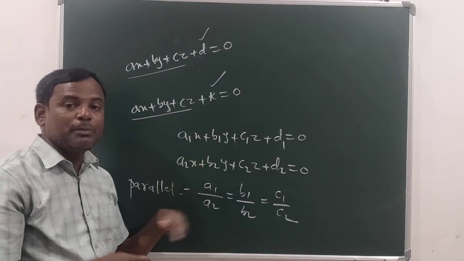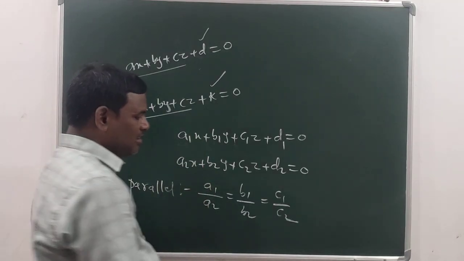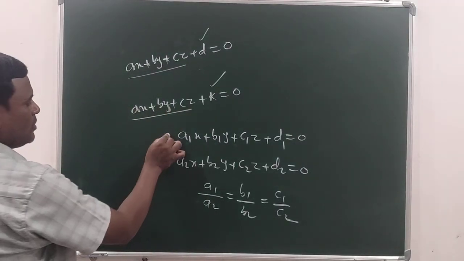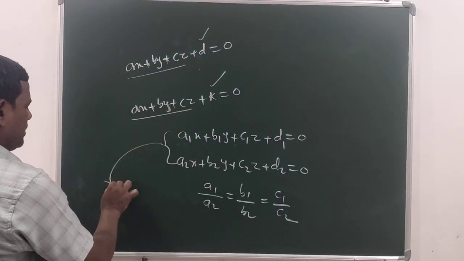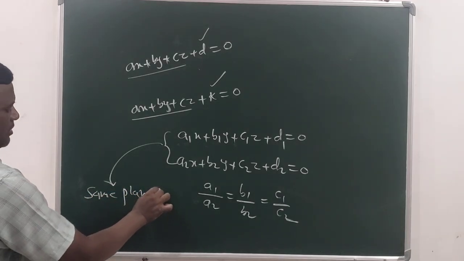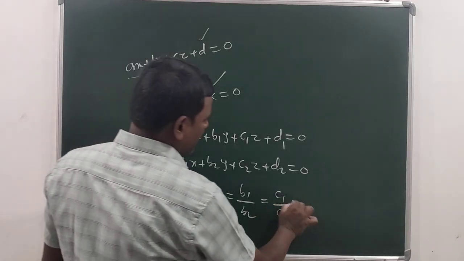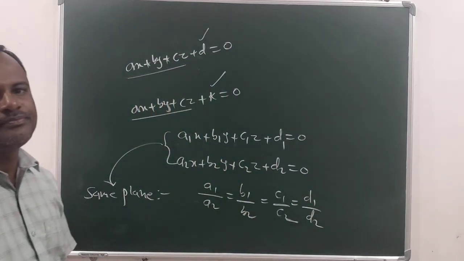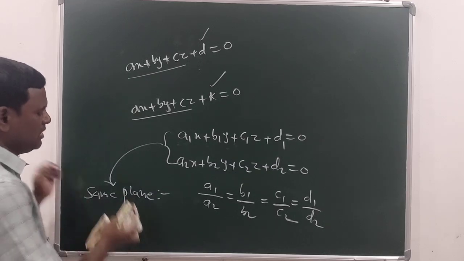If both represent the same plane, both equations represent the same plane, same plane means here you get D1 by D2 also equal. Both will be coincident. Okay, students? Right.